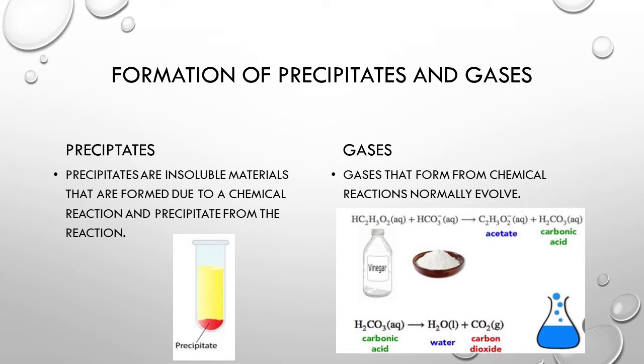Next is formation of precipitates and gas. First, let's say precipitates. Precipitates are insoluble materials that are formed due to a chemical reaction. In the image above, you can see a precipitate. Second is gas. Gases are formed from chemical reactions, and normally they will evolve. In the image above, you can see carbon dioxide resulting due to the reacting of vinegar with baking soda.